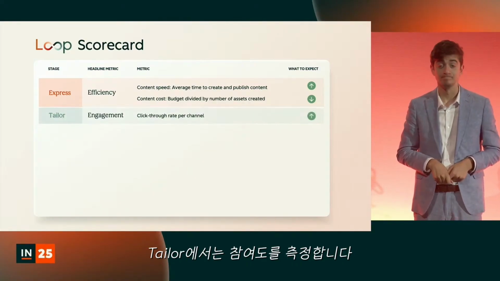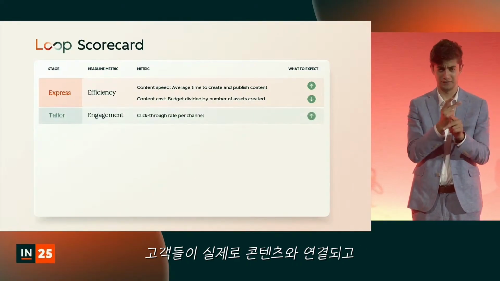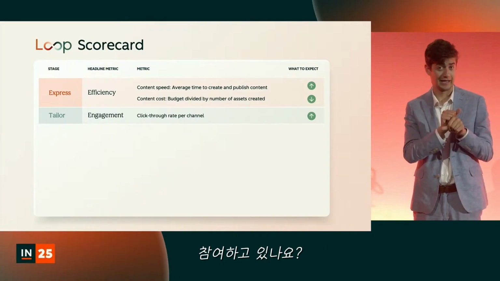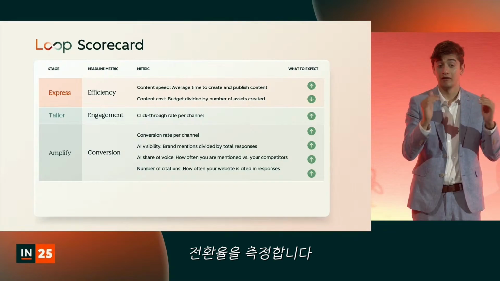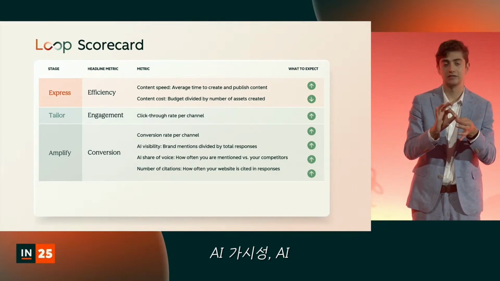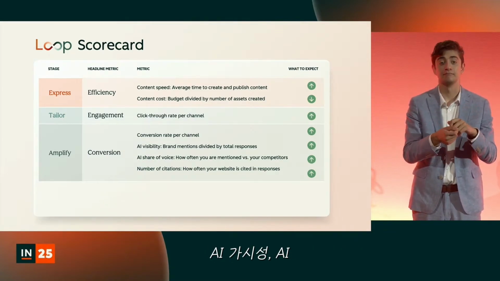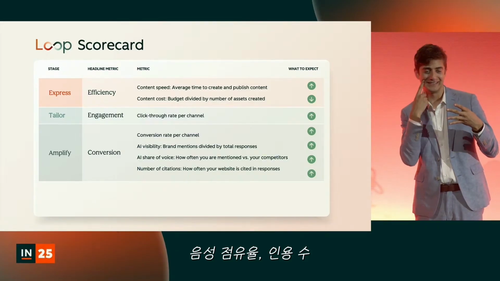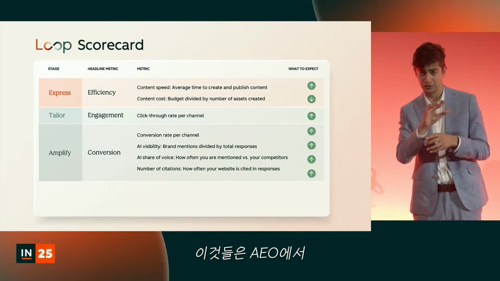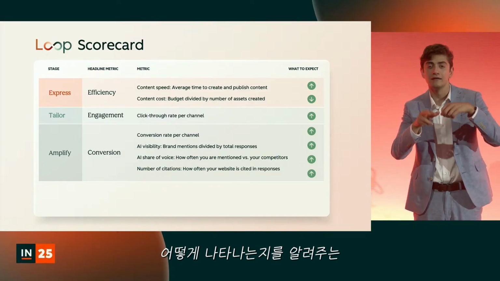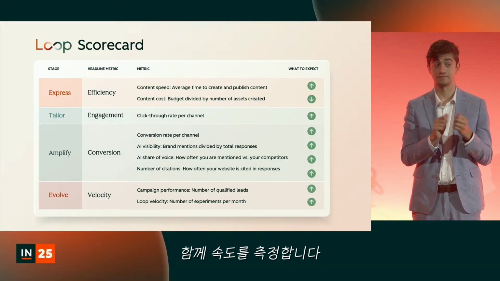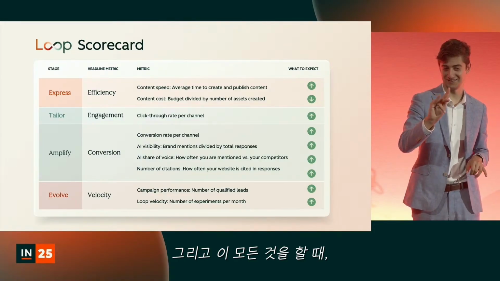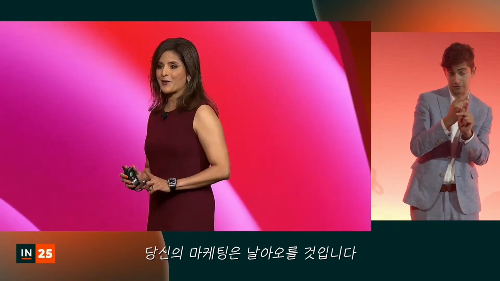And within Tailor, you measure engagement. Are your customers actually connecting with the content and engaging with it? And then with Amplify, you measure conversion. Plus a few new metrics here. AI visibility, AI share of voice, number of citations. These are the new measures that tell you how you're showing up in AEO. And then within Evolve, you measure velocity. And when you do all of this, your marketing is going to fly.